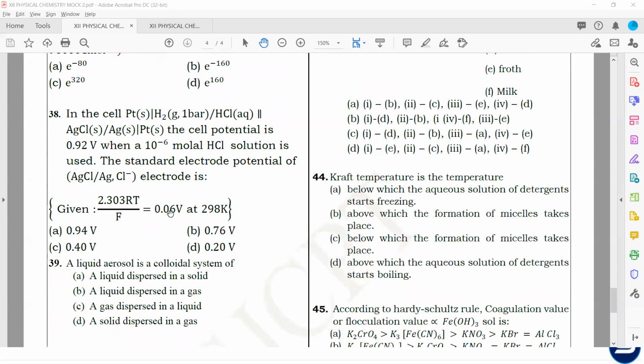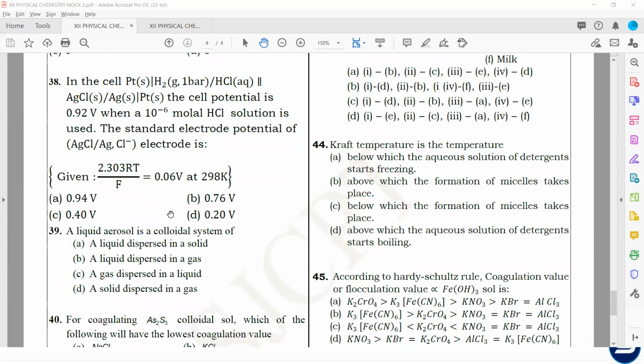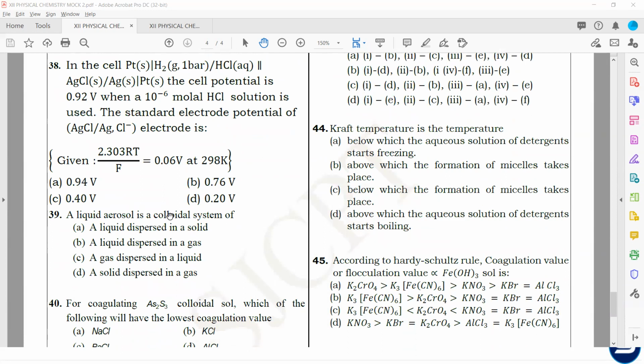38. In the cell given, the cell potential is 0.92 when a 10 raised to minus 6 molar HCl solution is used. Standard electrode potential of AgCl with AgCl minus electrode is? This is a metal sparingly soluble salt electrode.